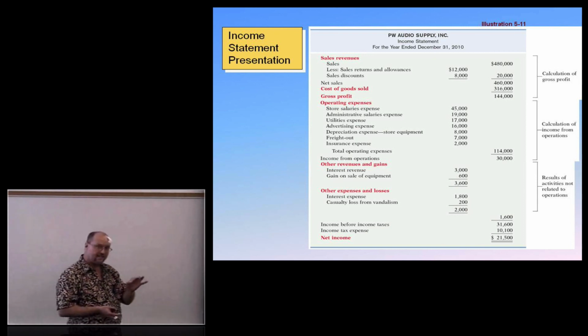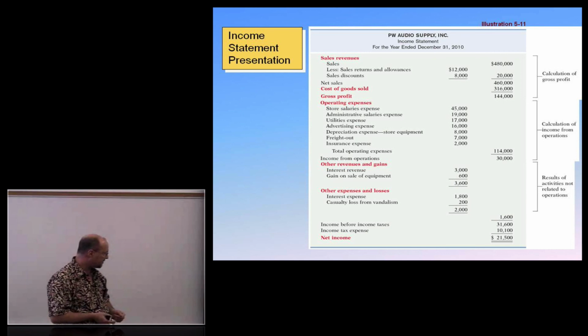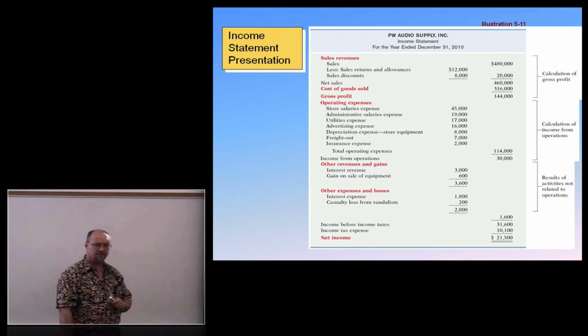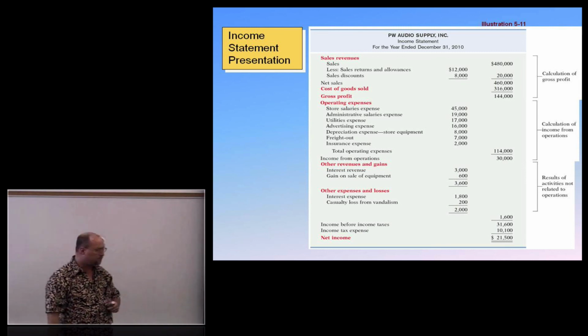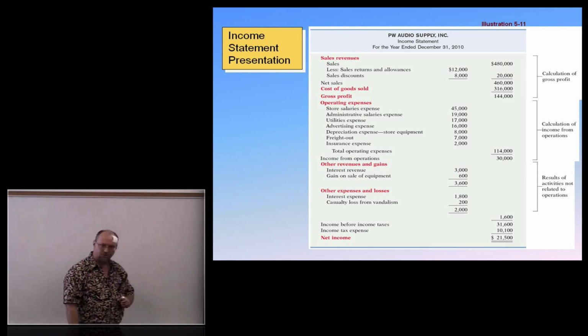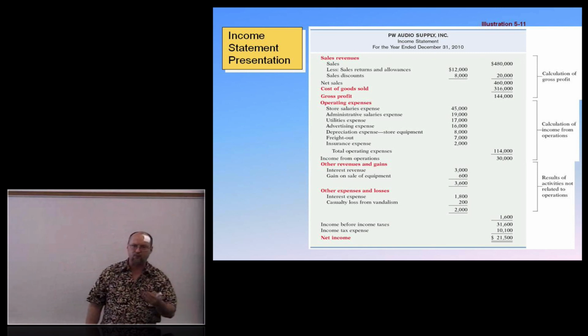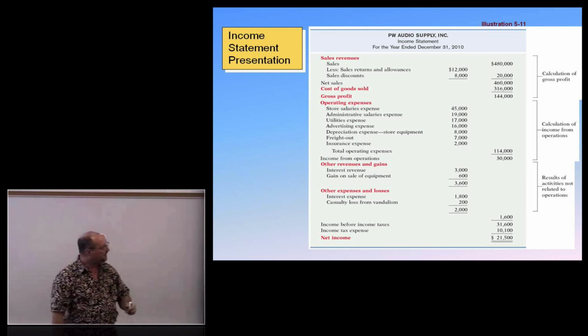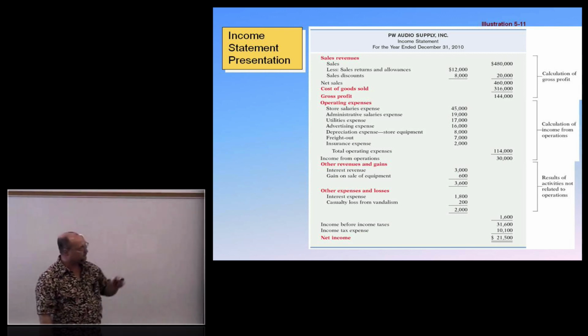That number, taxable income or income before income tax, we multiply that times whatever our tax rate is to determine our tax expense. We subtract tax expense, that goes to the government, okay, from taxable income, and that leaves us net income, the bottom line. That's what's left for us after we've paid our taxes. Okay, so this is the multi-step format.